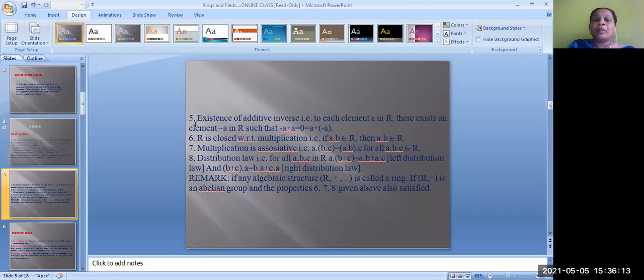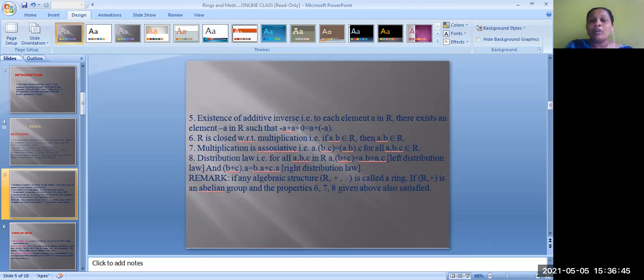Next, the fifth property is the inverse property, that is, the additive inverse. Inverse with respect to addition. Here, for each element a in R, there exists an element minus a. Minus a is the opposite of a. Inverse is nothing but the opposite. So minus a plus a equals a plus minus a equals 0. We get the identity element, that is 0. So minus a is the inverse of a.